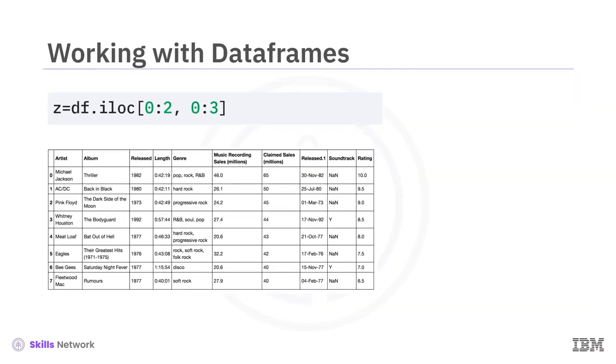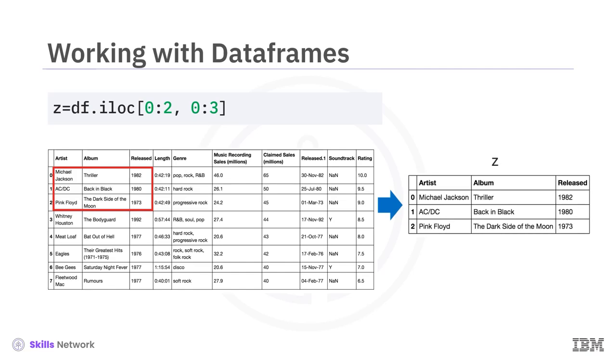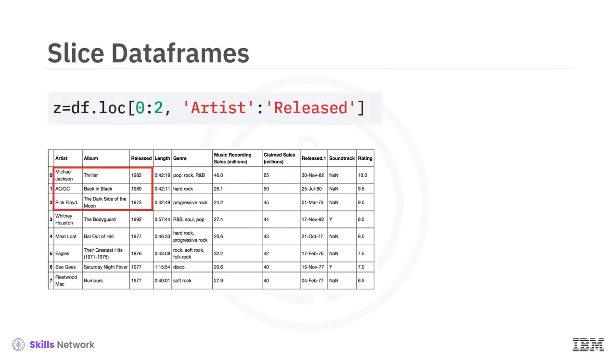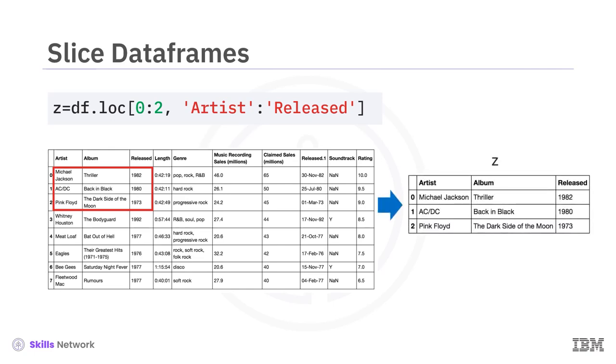You can also slice data frames and assign the values to a new data frame. Assign the first 2 rows and the first 3 columns to the variable z. The result is a data frame comprised of the selected rows and columns. You can also slice data frames and assign the values to a new data frame using loc. The code assigns the first 3 rows and all columns in between the columns named artist and released. The result is a new data frame Z with the corresponding values.